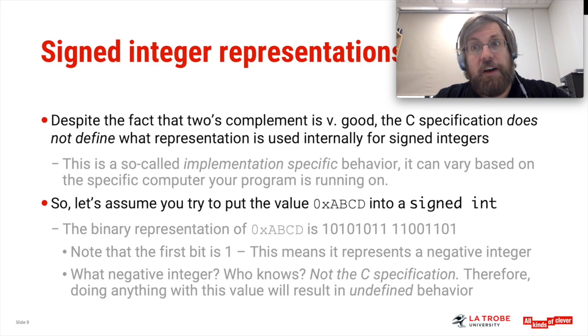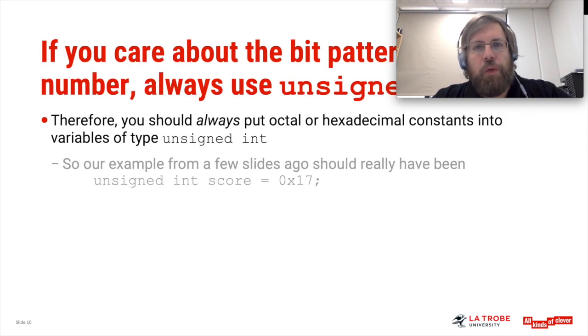We want defined behavior. So if you care about the bit pattern of a number, if you want to put an octal or a hexadecimal value into a variable, always use unsigned ints or unsigned chars. So the example from a few slides ago should really not have been int score equals 0x17. It should really be unsigned int 0x17 or unsigned int 017. You should always use unsigned integer or char representations when you're using hexadecimal or octal values in them.